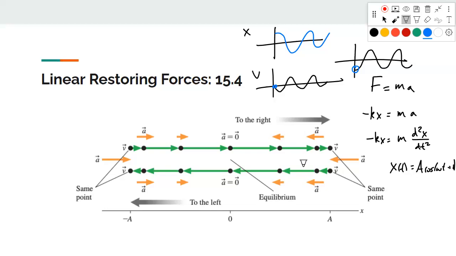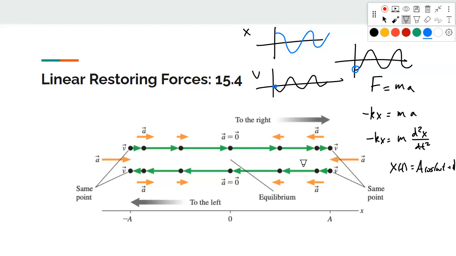You said that the velocity was largest at the position turning points. At the turning points, the velocity is 0. So the velocity is largest when it goes back through that center, the equilibrium point. But the acceleration is largest at the turning points. Yeah. So it's tricky.